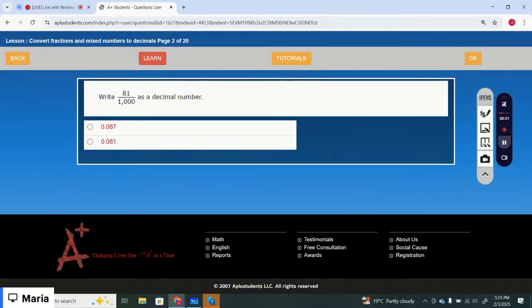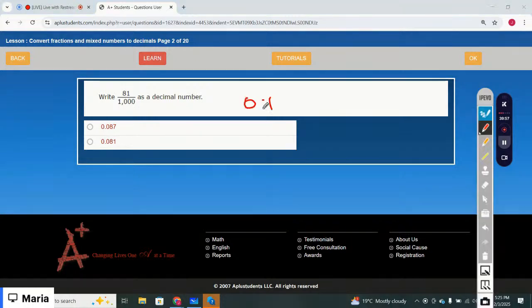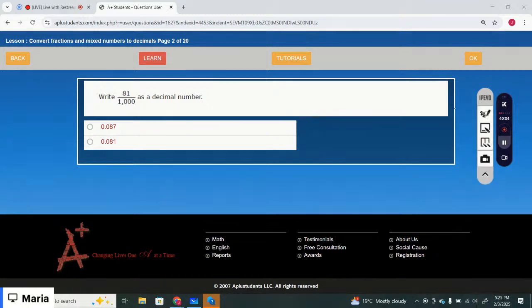Write 81 over 1000 as a decimal number. That is 81 over 1000. So you have 3 0s in the denominator. That means the decimal has 3 decimal places. So that is 0.081. Option number 2 is the correct option. Very good.